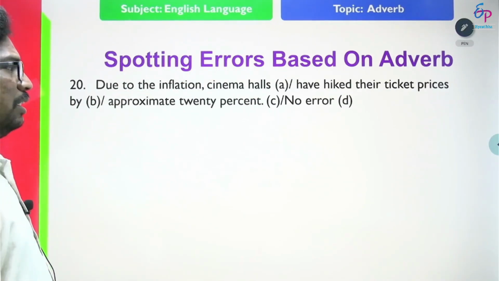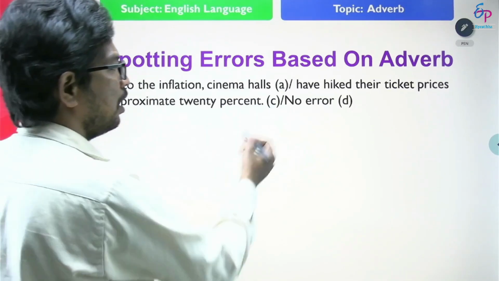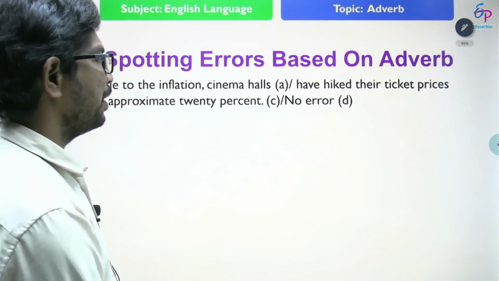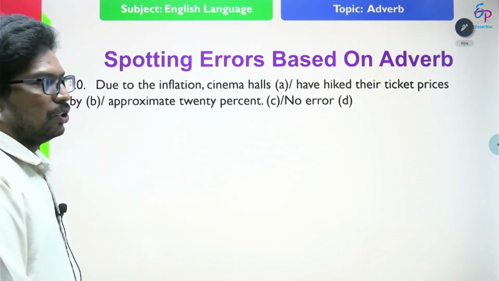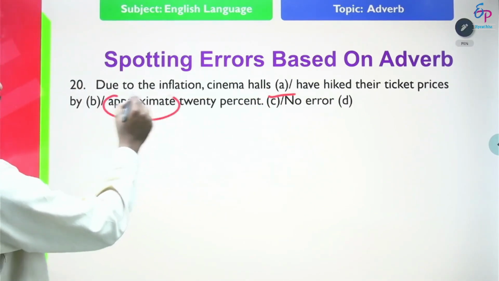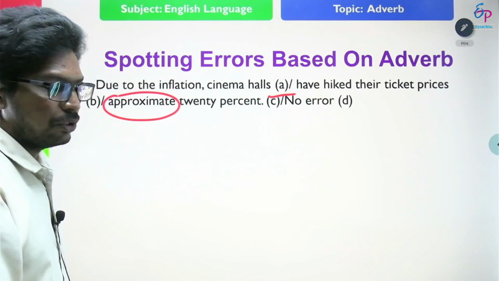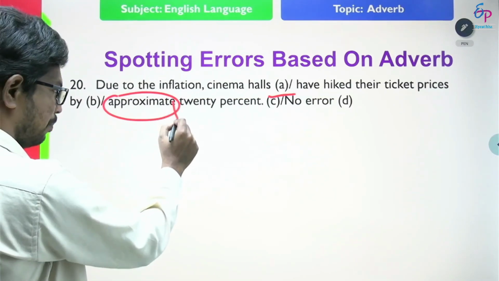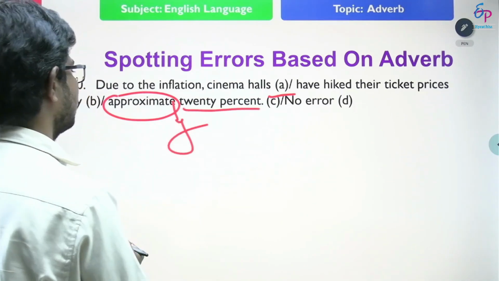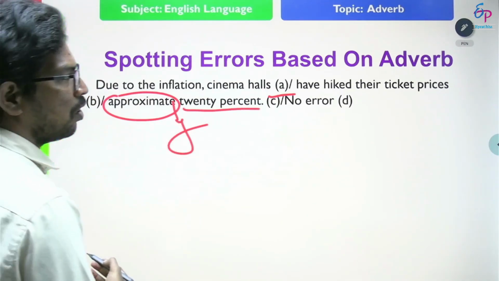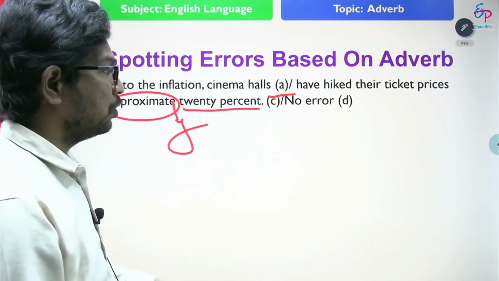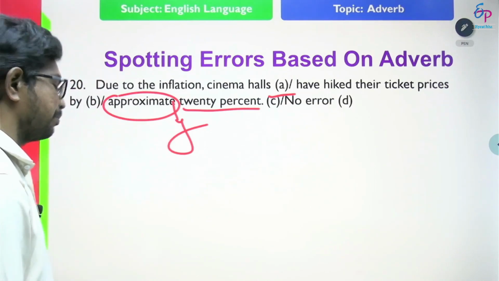See the next statement and find out the error. Due to the inflation, cinema halls have hiked their ticket prices by approximate 20%. So in this example, error is at C. Approximate is an adjective. It should be approximately. So due to the inflation, cinema halls have hiked their prices by approximately 20%. See, where is the error? Error is at C.